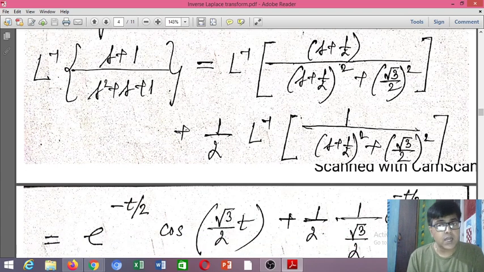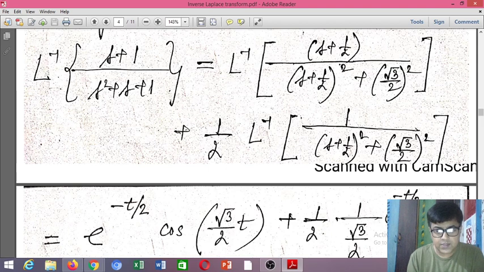That means it is the cos at form. Yes, cos at, but one thing to be kept in mind: because it is s plus half, a shift of origin has taken place. So don't forget to multiply the cos function with e to the power minus half t, that means e to the power minus t by 2. Because it is plus here, there will be minus. I told you the first shifting theorem in the previous lecture, so I think you have understood. So it's e to the power minus t by 2 into cos root 3 by 2 t, because your a is root 3 by 2, right?